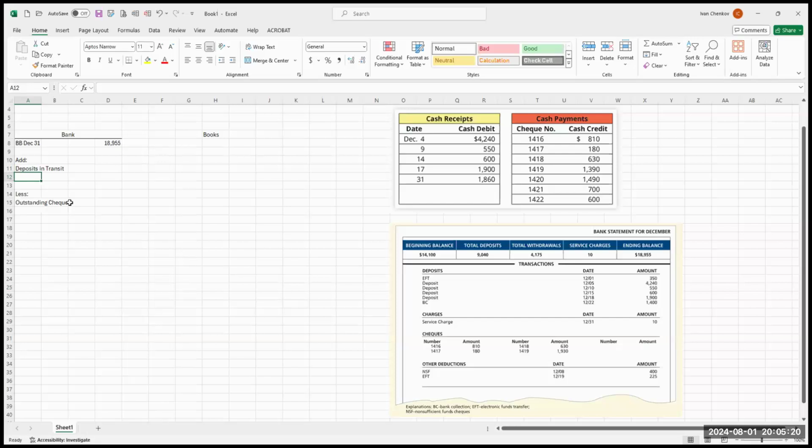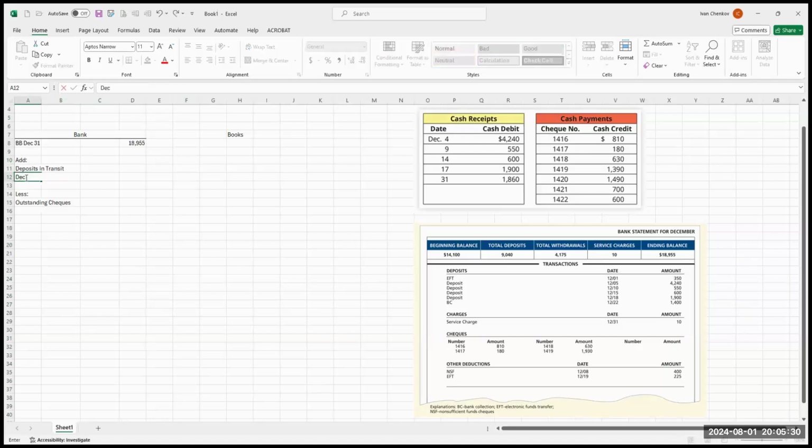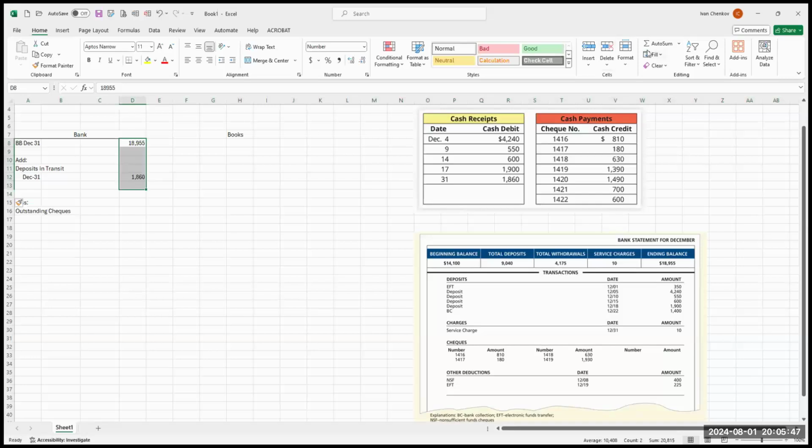So that's what we're going to do here. We're going to add it to our available bank balance. Why? Because we expect that cash to come to our bank account. So that will be deposited on December 31st, and we're going to add $1,860 to our bank balance. Once we add this amount, our bank balance would be $20,850, available cash that we can work with.